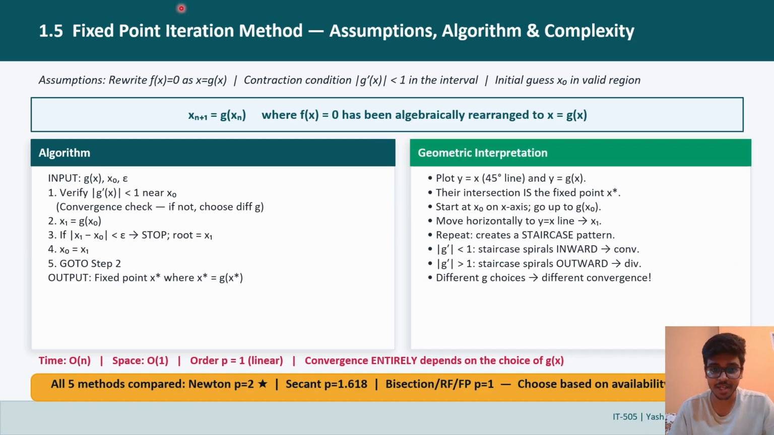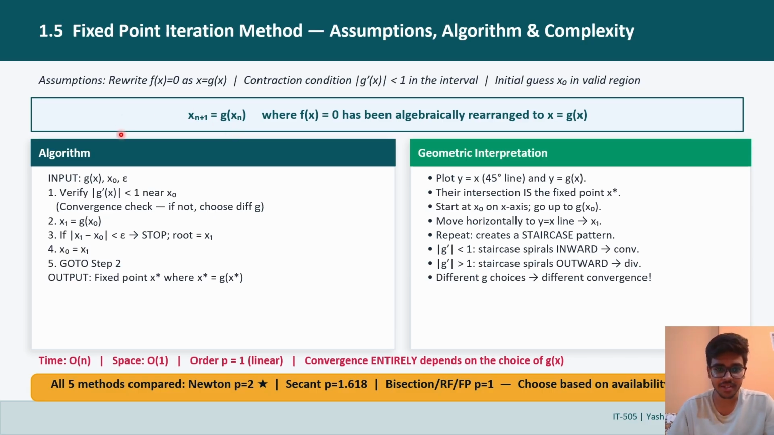In fixed point iteration method, we are taking these assumptions. The equation f of x equals 0 has been algebraically rearranged to the form x equals g of x. The contraction condition is satisfied: the absolute value of g prime of x is less than 1 in the region of interest. The initial guess x0 is in the region. The formula is simply xn plus 1 equals g of xn. We just keep applying g repeatedly.